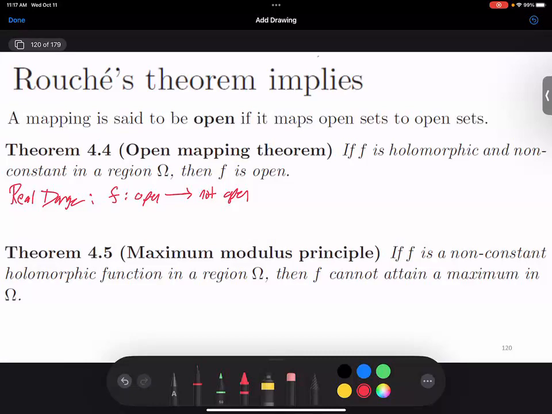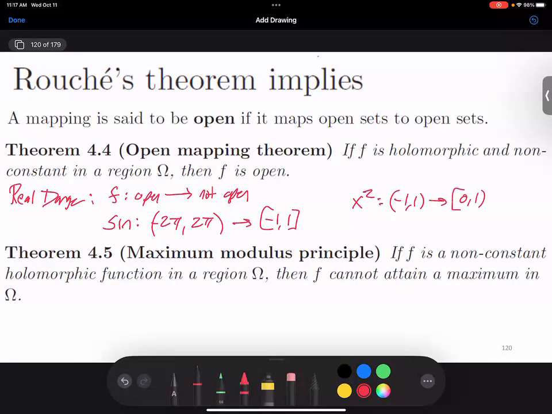Create a function like sine on an open interval that's larger than... If we do sine from, let's say, minus 2 pi to 2 pi, that goes to minus 1, 1, which is a closed interval. The example I like to use is x squared takes the interval minus 1, 1 to the interval 0, 1. We have 0, but we don't have 1.